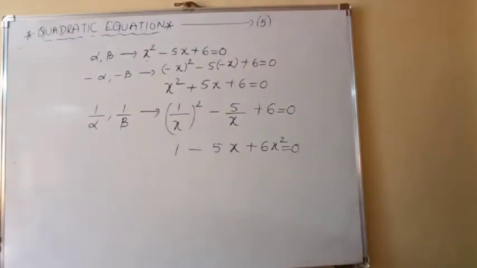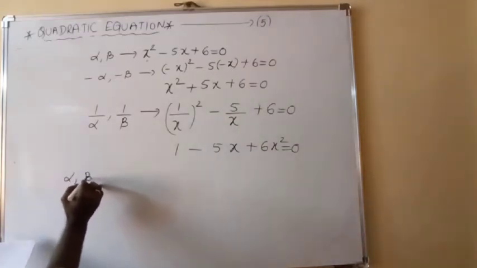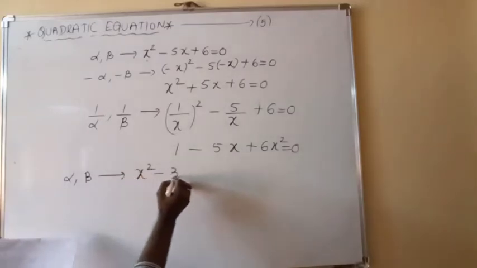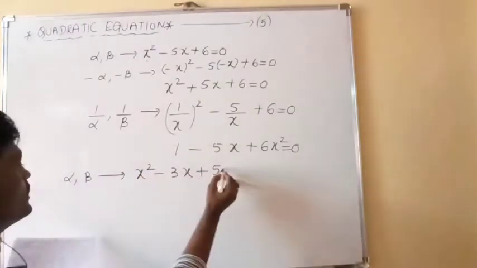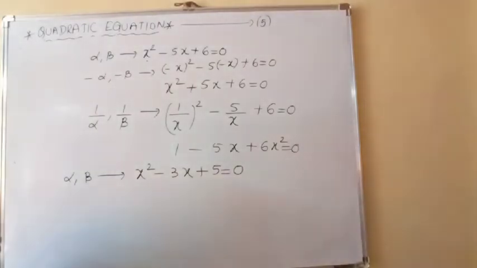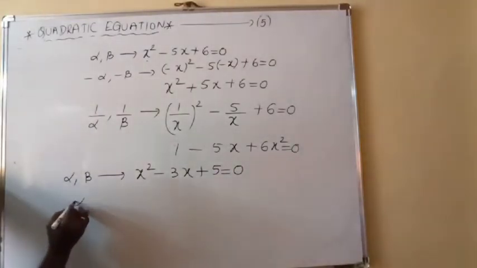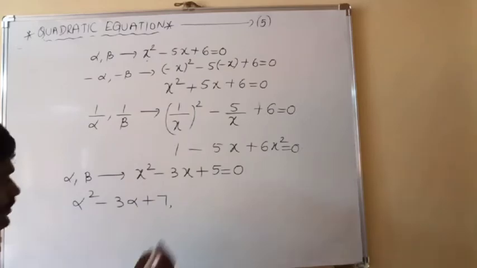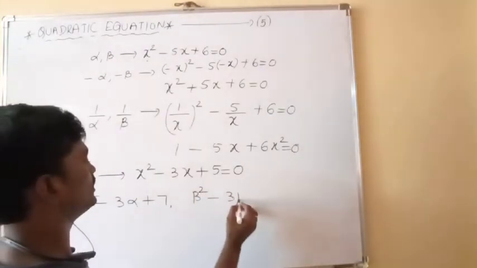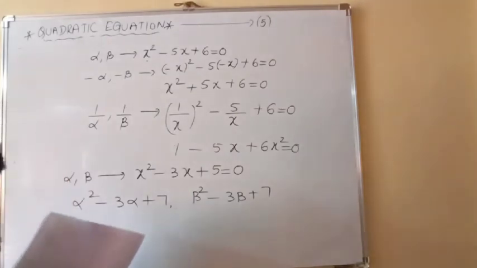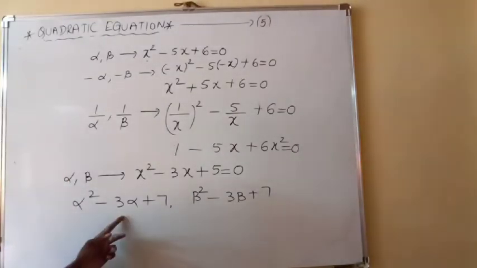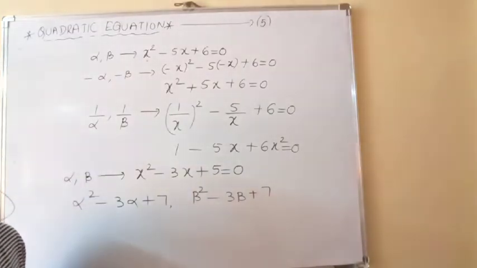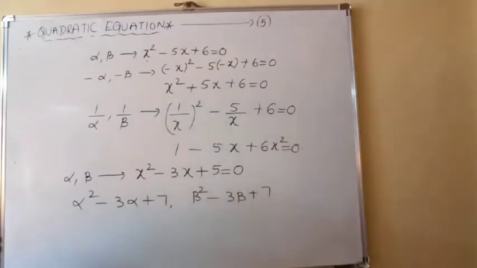Next, you see one different model problem here. It is given that alpha, beta are the roots of x square minus 3x plus 5 is equal to 0. Then what is the quadratic equation whose roots are alpha square minus 3 alpha plus 7 and beta square minus 3 beta plus 7? Is it possible to solve this problem in any one of the above methods? Is there any shortcut? No shortcut. So then how to do this problem?